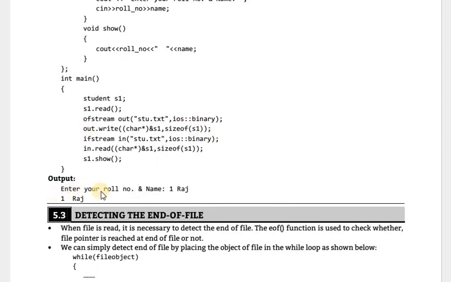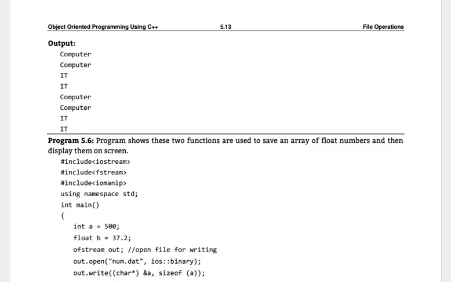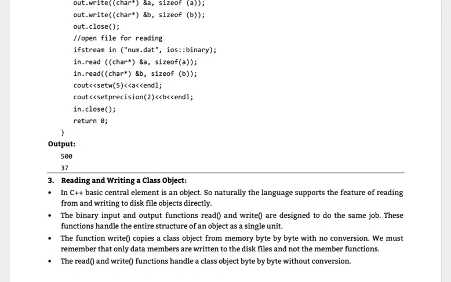So enter your roll number and name, that is 1 and Raj, and by using this show function we are displaying the roll number and name, that is 1 and Raj. So this is reading and writing a class object.